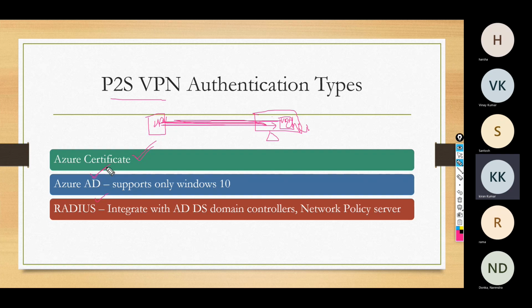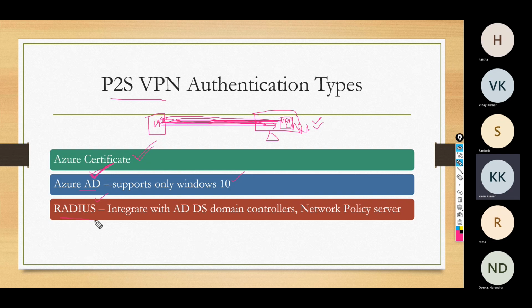Coming to Azure Active Directory, whenever you open the VPN client it will ask for the user ID and password, and you should provide them. Once a valid user ID and password are validated by Azure Active Directory, it will allow you to create a connection, that means establish the communication. Otherwise, it won't. Nowadays Azure Active Directory supports Windows 10, Windows 11, macOS, Linux, all types of devices, guys.